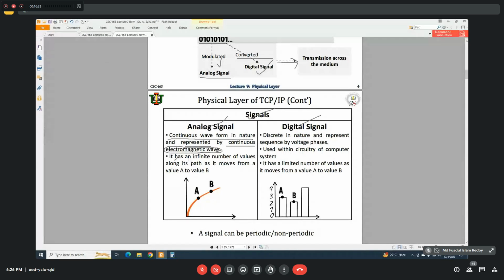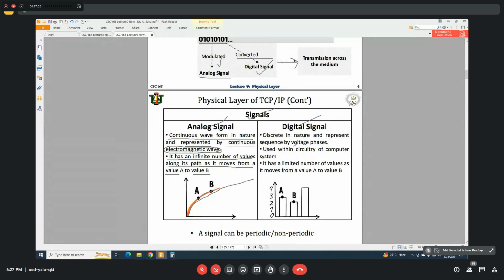So now it has said that it has an infinite number of values along its path, and it moves from a value A to the value B. So this is going to be in a continuous manner, like the traditional watch we have seen. Then it is said that it has an infinite number of values, and it's showing here that along its path it moves from value A to value B, something like that.